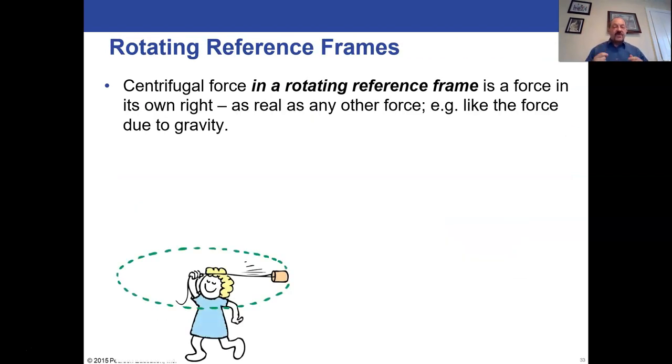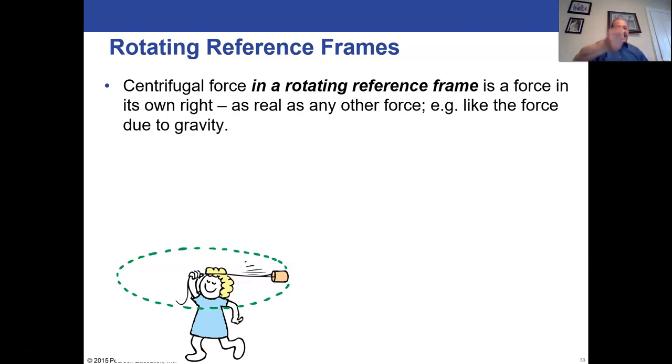So centrifugal force in a rotating reference frame, in other words, when you're inside the rotating object, is a force of its own right. It can feel as real as any force, but it's not really real. It's the force you feel if you're inside the rotating frame of reference. It's not a real force if you're outside of the rotation and looking. If you were looking at this little girl spinning the thing, you don't feel that force.